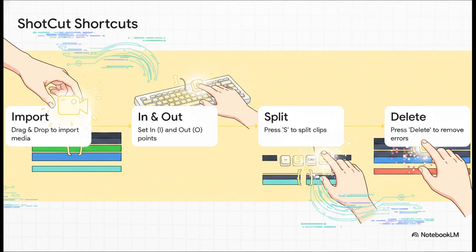So here are the essential keyboard shortcuts that make slicing and dicing your lecture footage as easy as just typing up a document. You drag and drop to import. You tap I and O on your keyboard to set your in and out points. You press S to instantly split a clip. And you press delete to just wipe out any errors or awkward dead air. I promise you, mastering just these 4 little shortcuts will cut your editing time in half.